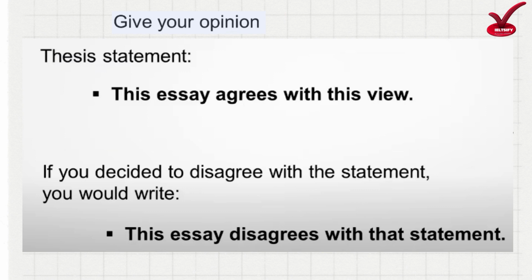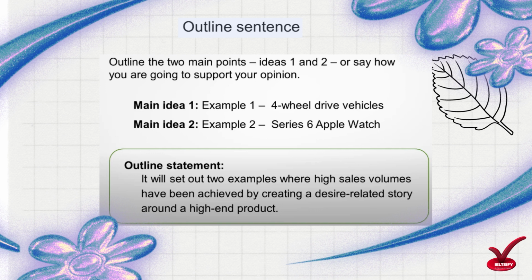Give your opinion. The second sentence of the introduction is sometimes called the thesis statement in opinion essays. The thesis statement is where you state your opinion. For example, if you decide to disagree with the statement, you'd simply write, "This essay disagrees with this view." Outline sentence. Finally, in the introduction, we have the outline statement, where you outline the 2 main points that you'll cover in the rest of the essay.